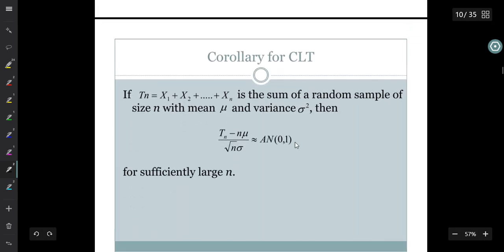Next, let's look at the corollary for the central limit theorem. Now suppose we have a sum of these random samples, x1, x2 up to xn, we add them together. So x1 plus x2 plus up to xn, we denote it as Tn, which is the sum of the random sample of size n. And this random sample has the mean mu and the variance sigma squared. Then you can say that Tn, the sum, if you subtract its mean, which is n times mu, over square root of n times sigma, that is also approximately normal using the central limit theorem. And this is also for sufficiently large n. So let's try to prove this one and see how we can get this approximately normal density for this expression.